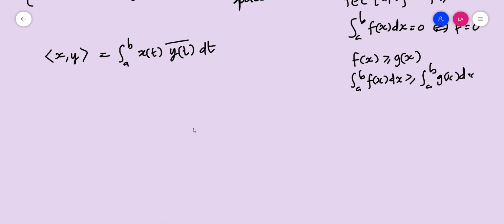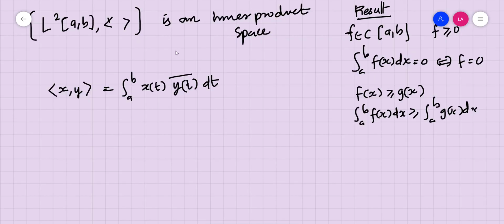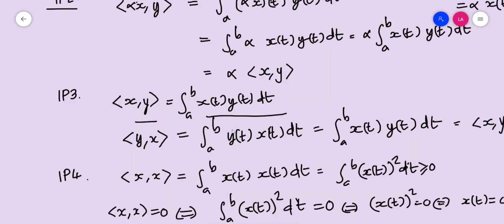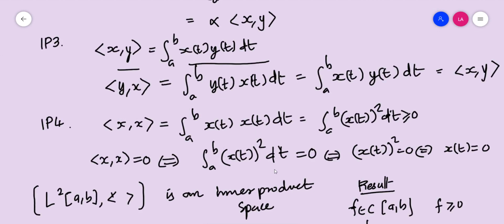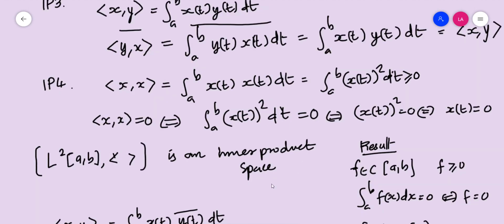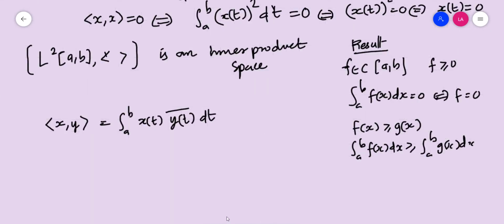The only difference comes in the third property and the fourth property. Here x(t) times the conjugate of y(t), if we take the conjugate, becomes the conjugate of x(t) times y(t), and the whole conjugate, we get the same answer. And also here we get x(t) times the conjugate of x(t), which gives the modulus of x(t) squared. That's the only difference we get. So similarly for complex valued functions also we can define it as such and make it into an inner product space.